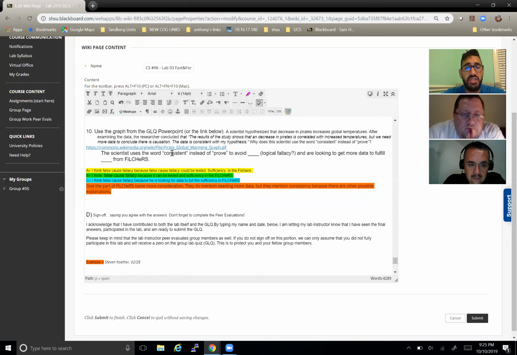The scientist uses the word consistent instead of prove to avoid the false cause fallacy because they are looking to get more data to fulfill the, let's see here, screwed that up. Sufficiency from filters. So I guess he's looking at something that's kind of correlating, but it's not really the cause of why the temperature's going up, just because there's fewer pirates. So that's kind of a false cause, even though there are fewer pirates now than there were back then when the air was cooler, that doesn't exactly prove that's why the air is cooler.